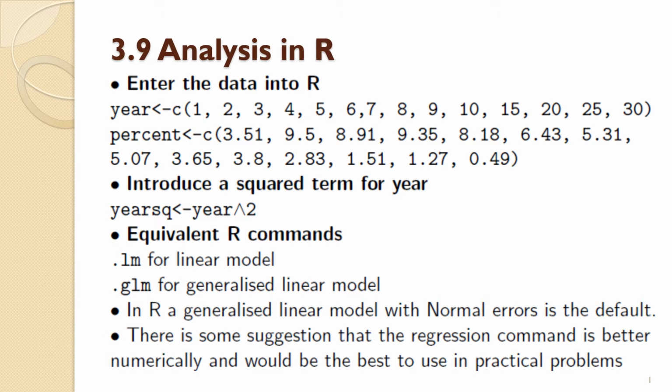And then the next step, in the second bullet point, is to introduce a squared term for year. So I've just put there, year SQ goes to year squared. Squared is done using this sort of upside down hat character. And then there are, as it says on the slide, some equivalent R commands: lm for linear model, glm for generalized linear model.